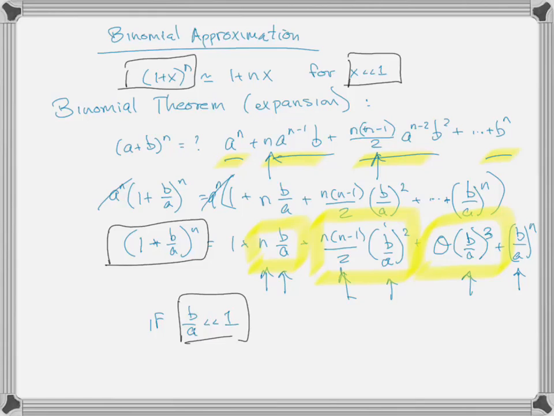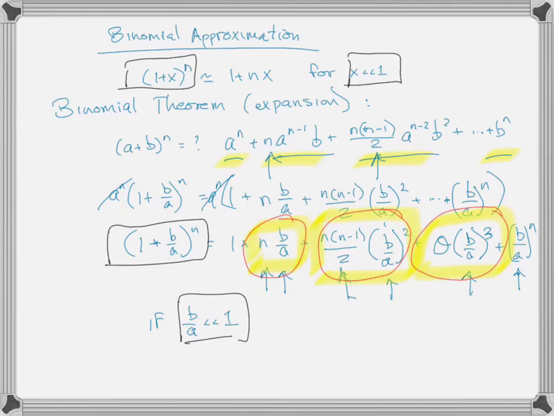So what do I mean by that? Well, let's just say that b over a is 0.01. That's not much, much less than 1, but let's say it's 0.01. Then the first term, let's do a different color, the first term is going to be order 0.01. The second term is going to be order 0.01 times 0.01, 0.0001.